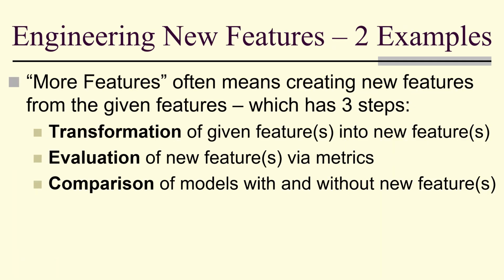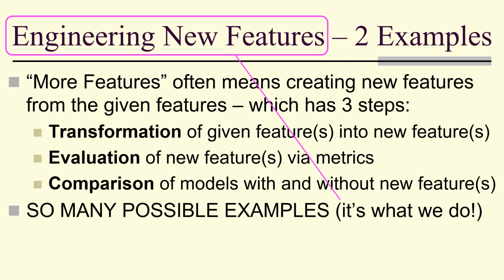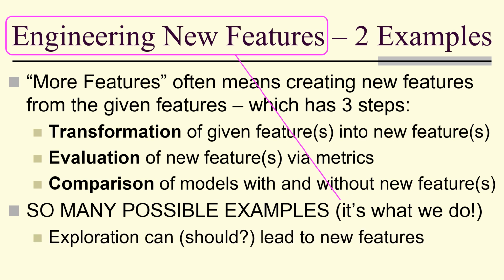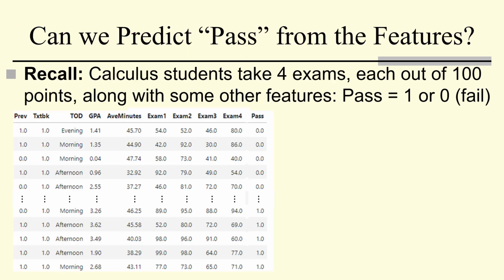So let's look at two examples, and we're going to use these 3 steps. They're not hard and fast, but it tends to be what we do. There are so many possible examples that I could do, because engineering new features is what we data scientists do. It's what defines our field. But we're going to look at 2. We're going to look at exploration that leads to new features, and we're going to look at polynomial approximations of nonlinear transforms. So back to our calculus exams and calculus course data.